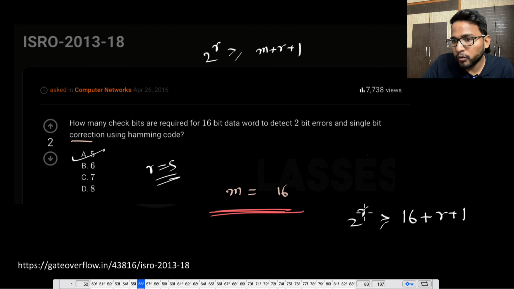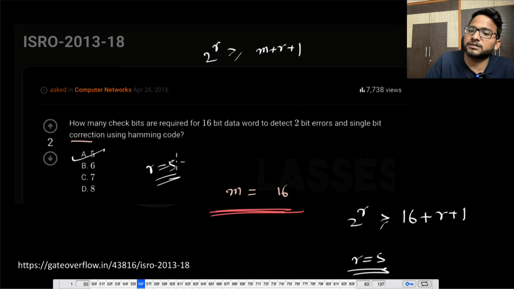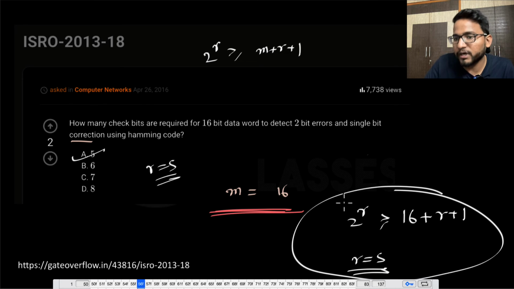If you put r equal to 1, then obviously it is not satisfying. If you put 4, then 16 is greater than or equal to 16 plus 4 plus 1, which is 21, which is not satisfying. So r equal to 5 will satisfy this. That's why 5 is the answer. Using this formula also you can directly do it. From now on you can remember this formula.